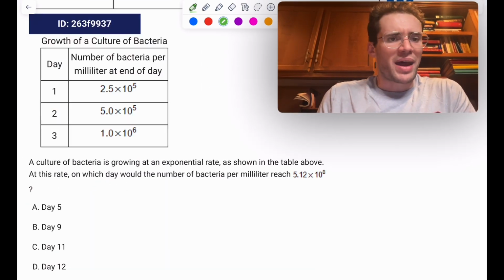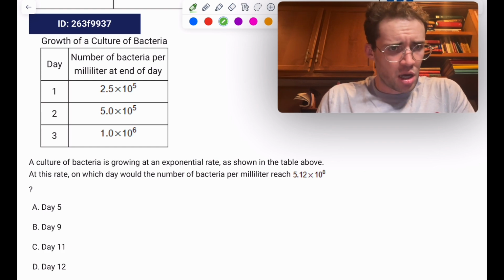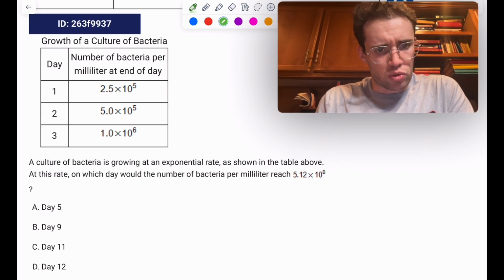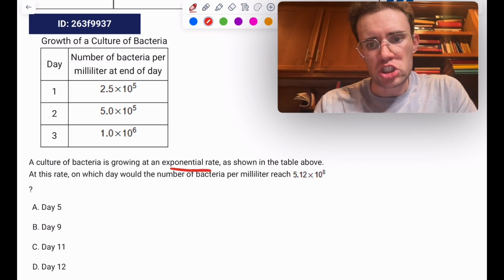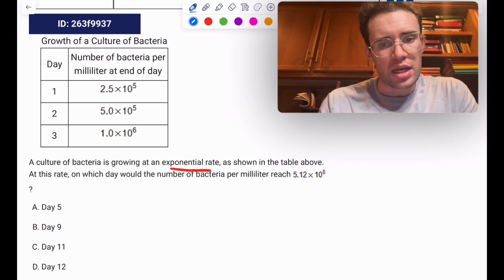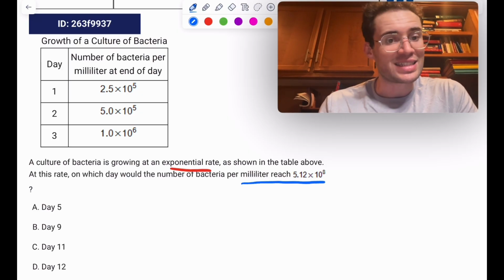Growth of a culture of bacteria. So I'm assuming this is going to be an exponential functions one with growth factor. We have 3 days and then the number of bacteria per milliliter at the end of each day. So a culture of bacteria is growing at an exponential rate, as shown in the table above. At this rate, on which day would the number of bacteria per milliliter reach 5.12 times 10 to the 8th?